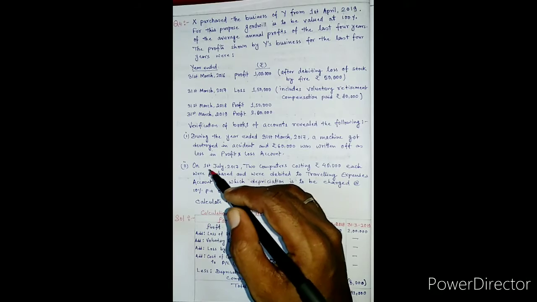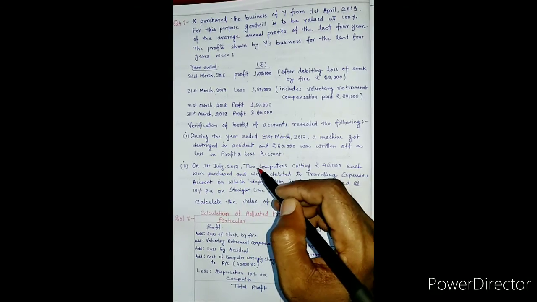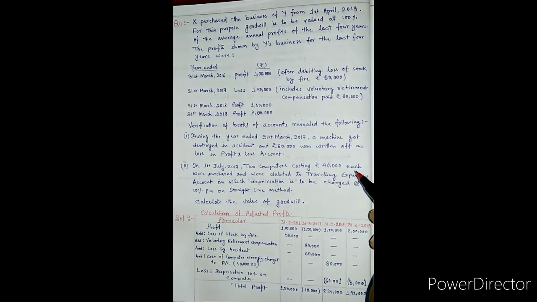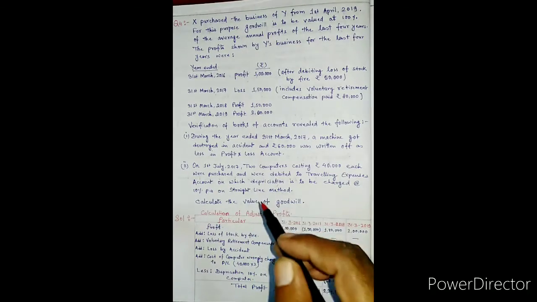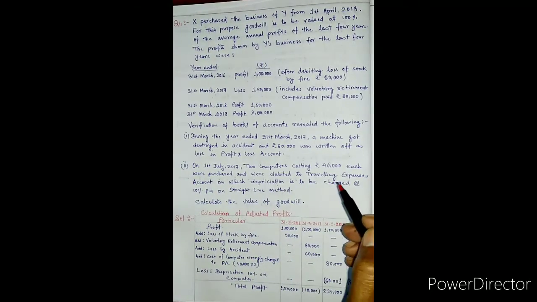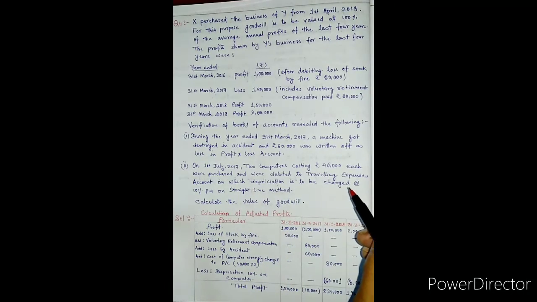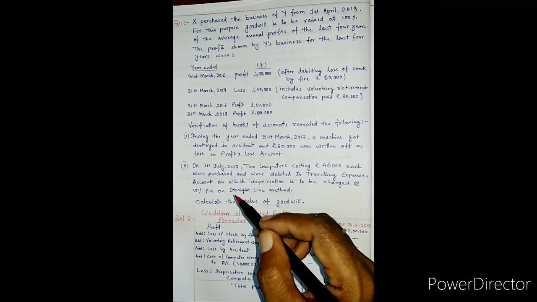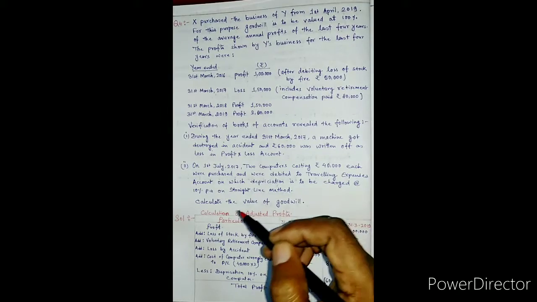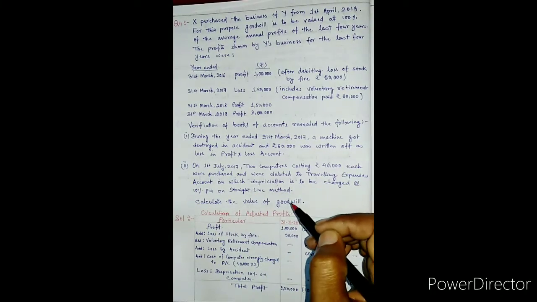Second is, on 1st July 2017, 2 computers costing rupees 40,000 each were purchased and were debited to travelling expenses account, on which depreciation is to be charged at 10% per annum on the straight line method. We have to calculate the value of goodwill.